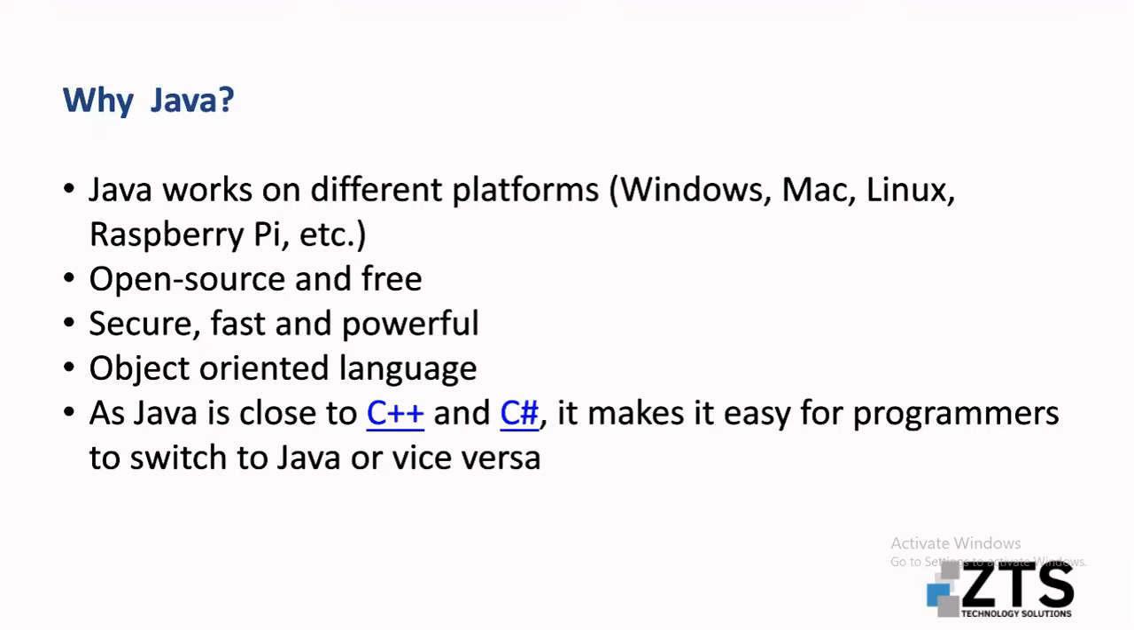The good thing about Java is that it is close to C++ and C Sharp. It makes it easy for programmers to switch to Java or vice versa.